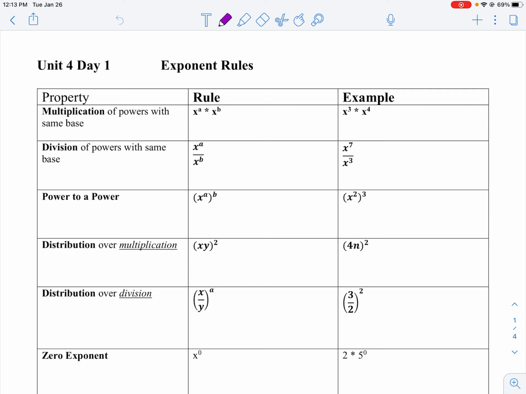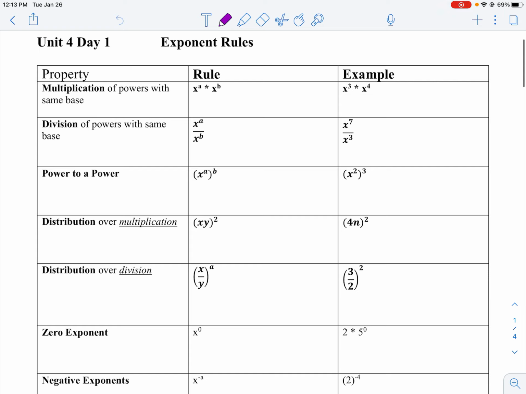However, like I said, we're going to see some heavier exponent problems that we're going to have to simplify. Before we can get to those, we have to start with the basics, the rules. Some of you might have forgotten some of these, so hopefully it's not totally new, just a little bit of review. So anyway, multiplication of powers with the same base.